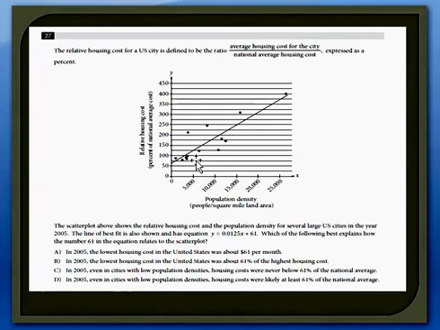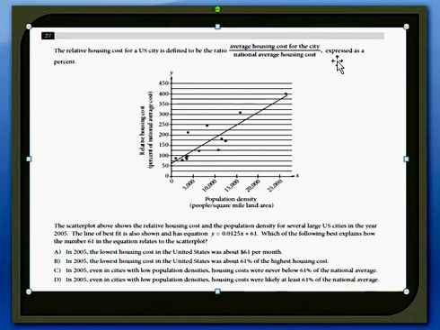Okay, here is another problem. I don't know if you guys can read it, so if you can't, I'll just go ahead and read the problem. The relative housing cost for a US city is defined to be the average housing cost for the city divided by the national average housing cost, expressed as a percentage.